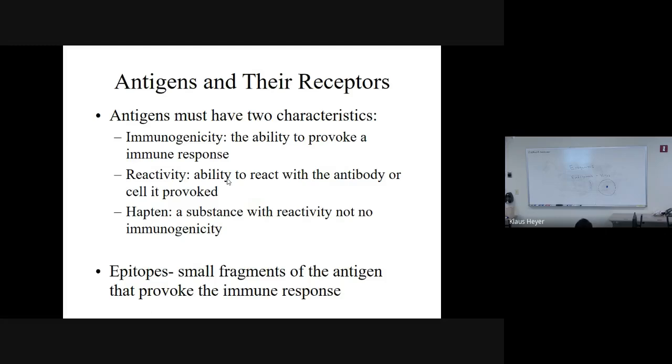And epitopes are like the little pieces of the antigen. Actually, you don't even need the whole antigen. You only need little pieces.